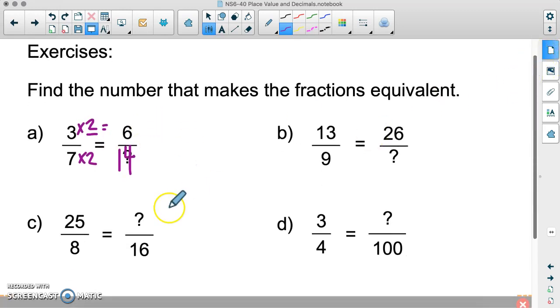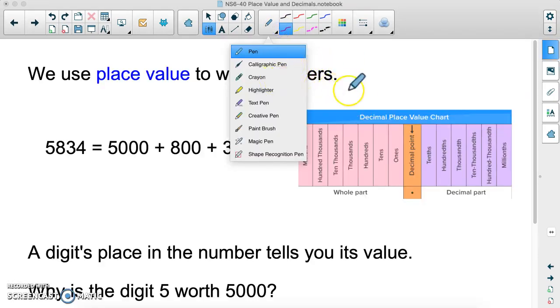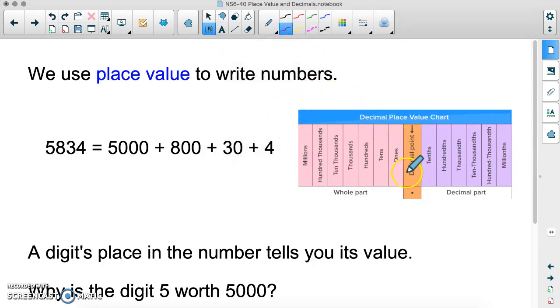I want you to do B, C, and D as warm-up on your whiteboards, and then you're going to resume your screencast. Earlier this year, we learned that we use place value to write numbers. So if you forget, this is the place value chart. At the beginning of the year, we only would have looked at this first half. We haven't dealt with decimals yet. So remember, first numbers: ones, tens, hundreds, thousands, 10,000s, 100,000s, etc.